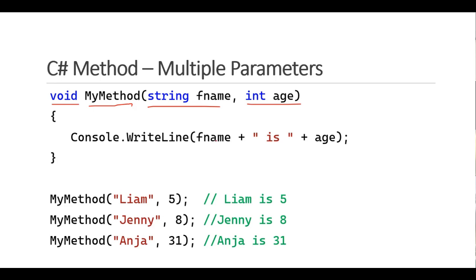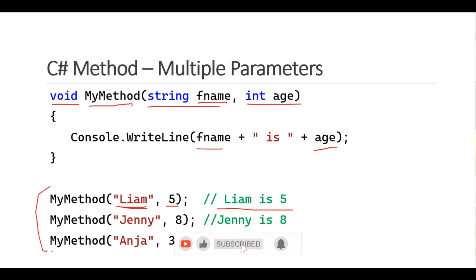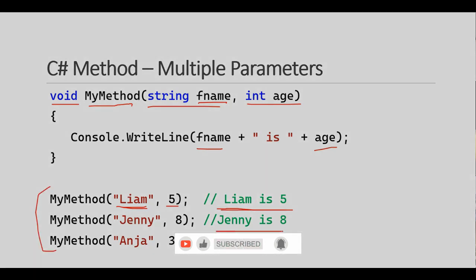Now here you can see that we use two parameters and we are going to send two arguments. The first one is Liam, that's the name, fname, and another one is for age information. Then when we call the method here, the result will be like this.